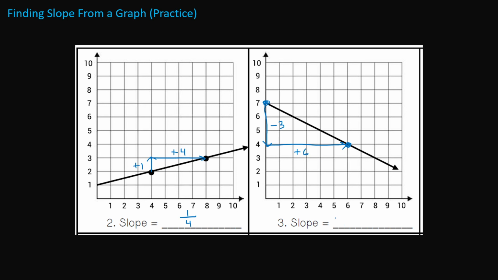So my slope would be -3 over positive 6, and I can simplify that. I can reduce that fraction. If I divide the top and the bottom of my fraction by 3, I would get a slope of -1/2. So that would be how to find my slope.